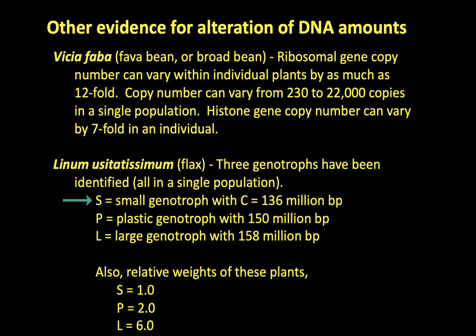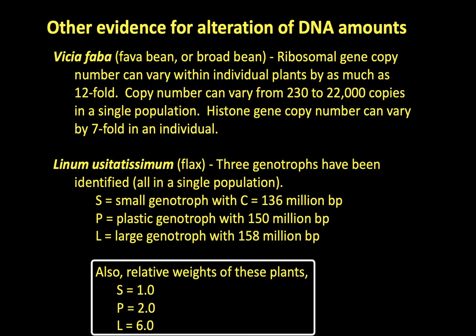So there's a small genotroph, which is smaller, which has about 136 million base pairs of DNA in its nucleus, and then a plastic type, which is the normal type, which has about 150 million base pairs in its genome. And then there's a large genotroph, which is larger, and it has a little more DNA in its haploid genome. And by a little, I mean 8 million base pairs of DNA extra. That's 2 E. coli chromosomes' worth, so it's actually quite a bit of DNA. And this one loses about 14 million, and so that's about enough DNA for a yeast cell. So it's actually a lot of DNA.